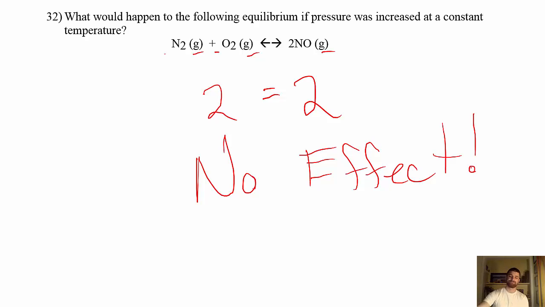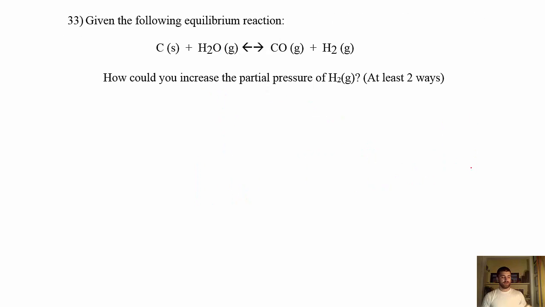33. Given the following equilibrium reaction, how could you increase partial pressure of H2? Give at least 2 ways. So we're trying to increase this stuff. So we want to shift everything to the right. So in order to do that, we can remove CO. We can add H2O. We can add carbon. Right? If I add, I shift away from it. If I remove it, I would replace it.